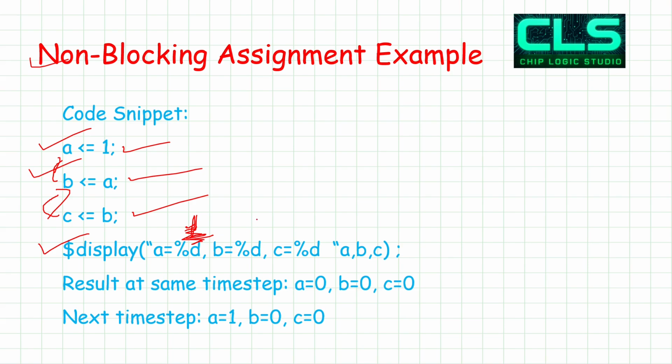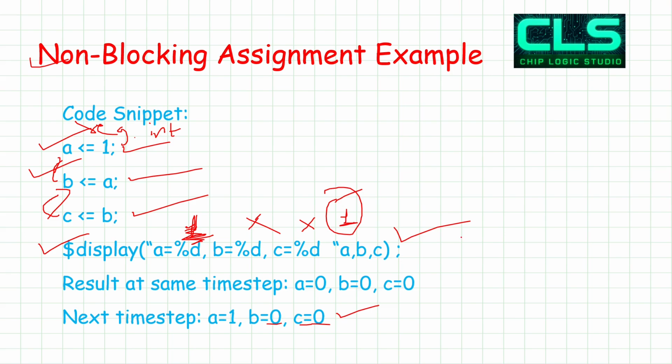So B will get its default value X, because all the variables are reg here, and C will also get X. If it is int, we will get 0, or if it is bit, we will get 0. So I have taken reg, so X. If I had taken int, it would get 0. So the values are not shown by $display, because $display will execute in the active region.